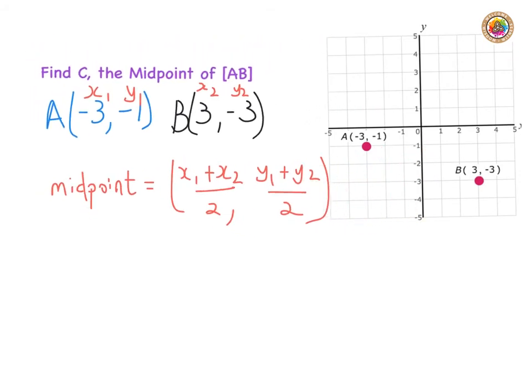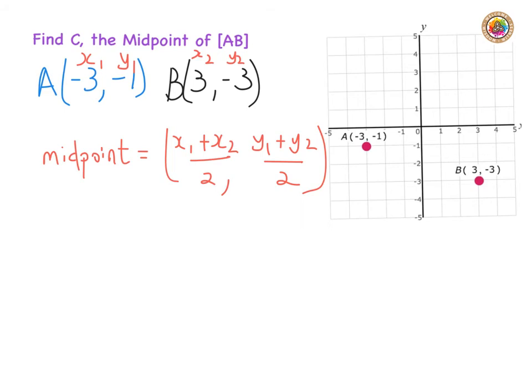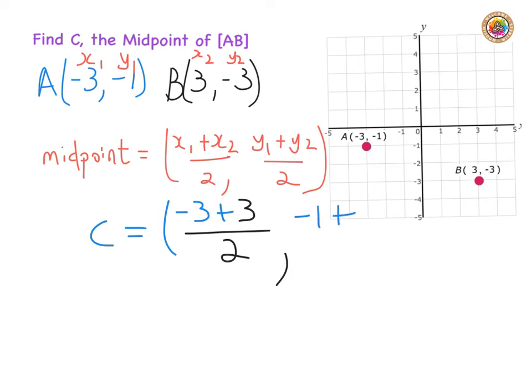Okay, and so here I'm just simply going to fill them in. So I'm going to say C is equal to, well, x1 is minus 3 plus x2 is going to be 3. And then that is divided by 2, the average of the both. And my comma in between because it's a coordinated plane. And y1 is going to be minus 1 and it's plus. And this time y2 is minus 3. So I'm going to put that into brackets. And that's going to be over 2. So now I'm on to my next line.